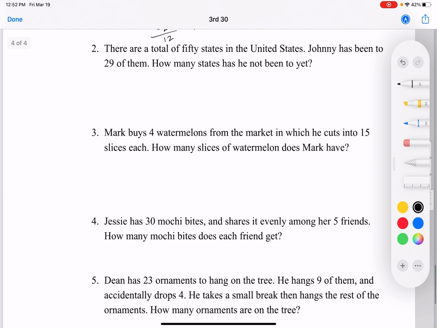Okay, number 2. There are a total of 50 states in the United States. Johnny has been to 29 of them. How many states has he not been to yet? So there are 50, and he has been to 29. So we subtract that number from 50. The 0 turns into a 10, the 5 turns into a 4, 10 minus 9 is 1, 4 minus 2 is 2. He hasn't been to 21 states.